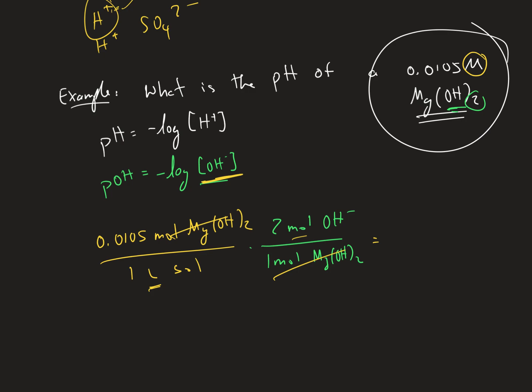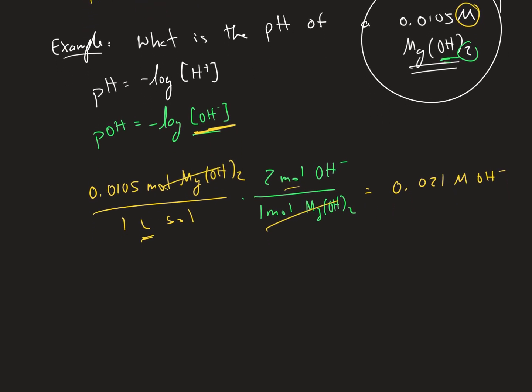So let's find this. 0.0105 multiplied by 2 is 0.021 molar concentration of OH minus. You following so far? Okay. Then the pOH is going to equal negative log of that concentration, 0.021 molar. And we get that the pOH is 1.68. Is that our answer? No, we need to go back and make sure we know what we're looking for. We're looking for pH.